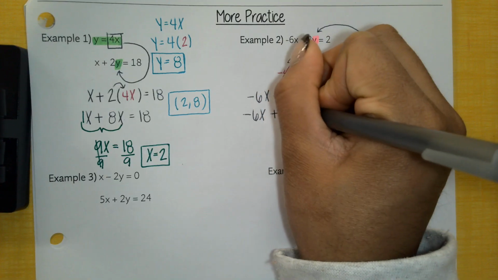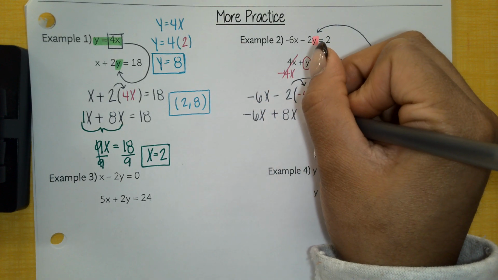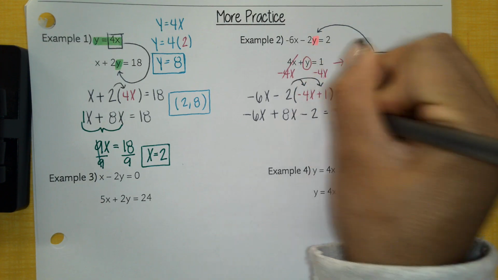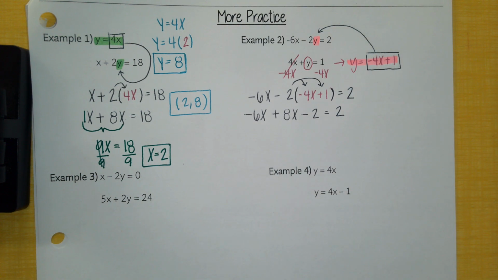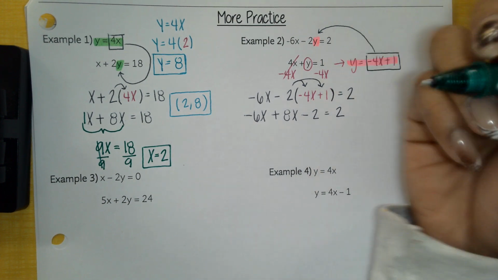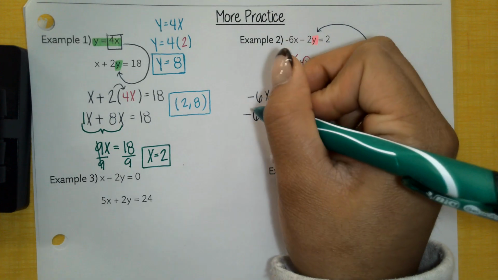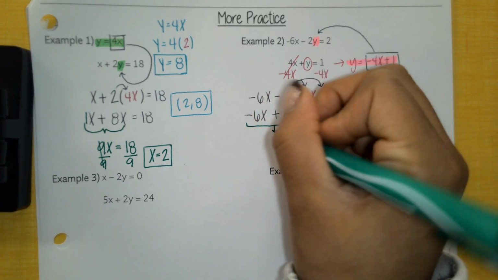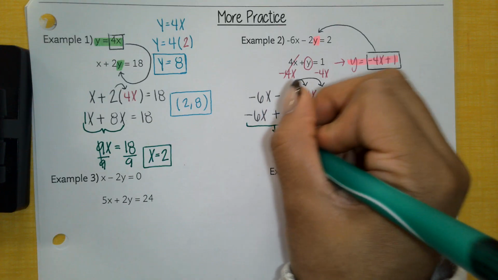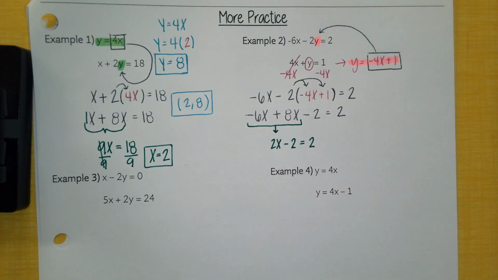Positive 8, so plus 8x. What is negative 2 times negative 1? Negative 2 times negative 1 is equal to 2. All right, then what's my next step to get x by itself, or to simplify it for x? What do I combine? The x's. So I'm combining negative 6x plus 8x. So what does that equal? 2x. Minus 2 is equal to 2. All right, then what's my next step to get x by itself?